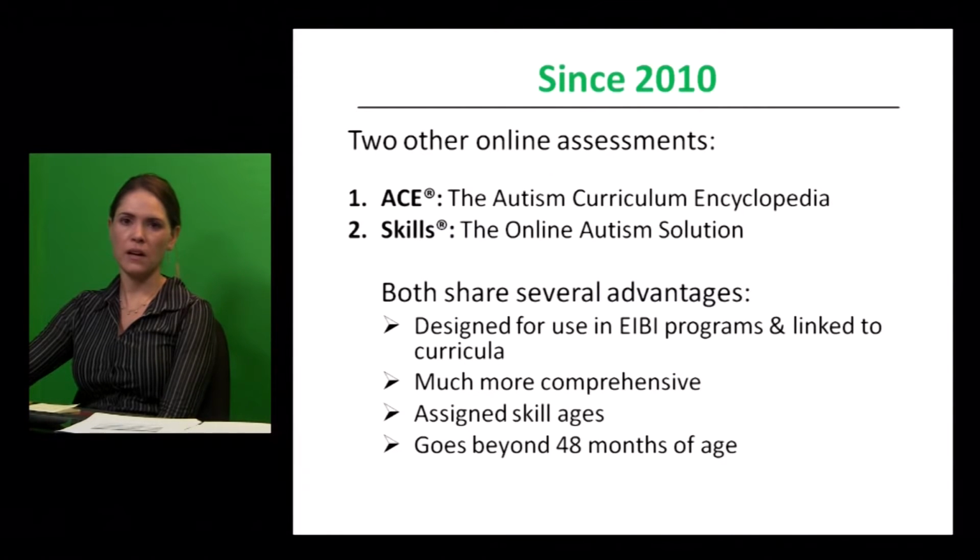Now, since 2000, I think the paper actually came out in 2011, so that's a typo. But two other online assessments have come out. One is the ACE, the Autism Curriculum Encyclopedia, and the other is Skills, the Online Autism Solution. Both of these share several advantages. For example, they're designed for use in EIBI programs, and they do link directly to curricula. They're also much more comprehensive, each one of them has some skill ages assigned to the skills, and they also go beyond the age of 48 months. So these are new ones that were not reviewed in the Gould paper, but have come out since that paper came out.